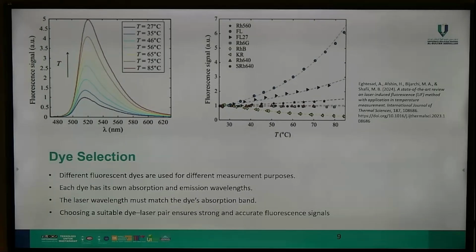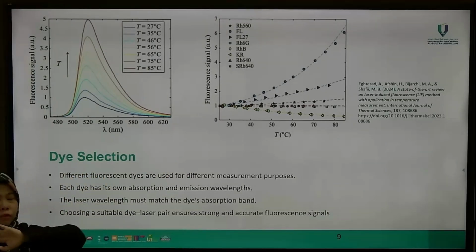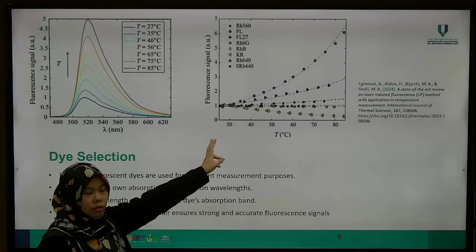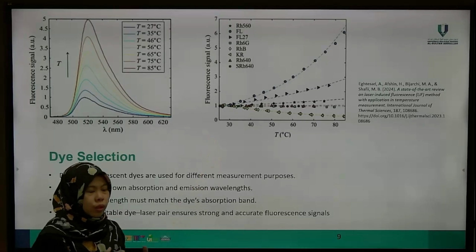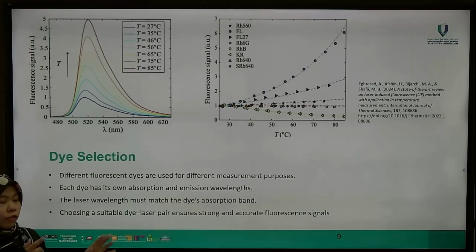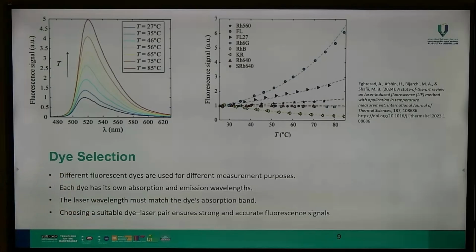So this is what we call fluorescence calibration. Before you run your experiment, you need to make this kind of calibration to get the relationship between the fluorescence intensity and the temperature, specifically for temperature. But maybe for a layer thickness, you need to do another calibration. You need to find the relationship between the layer thickness and the fluorescence intensity of the liquid.